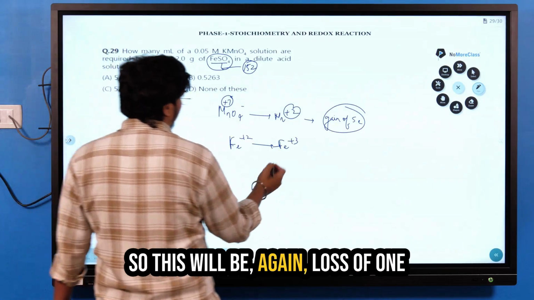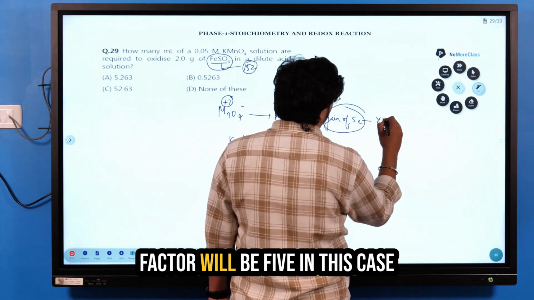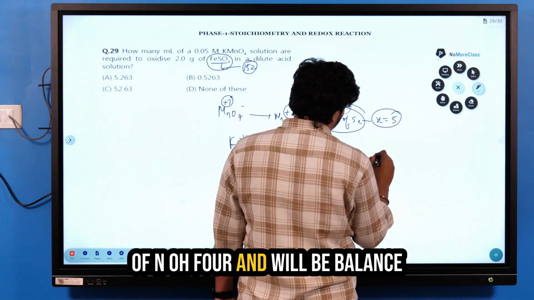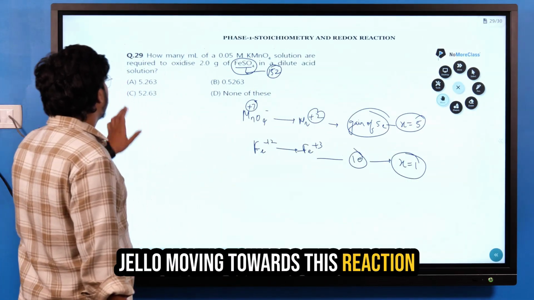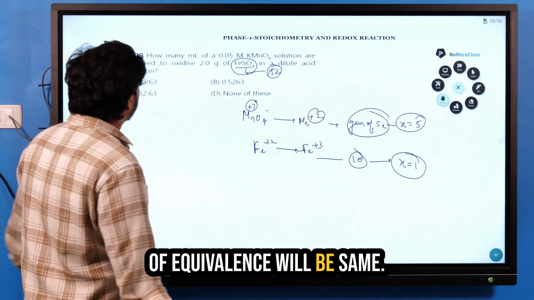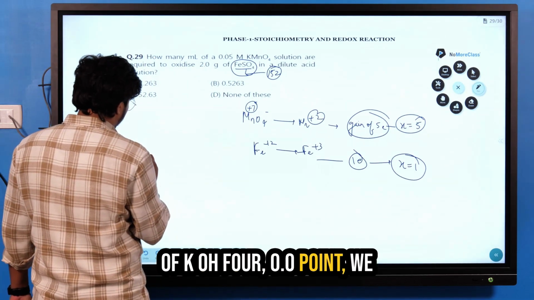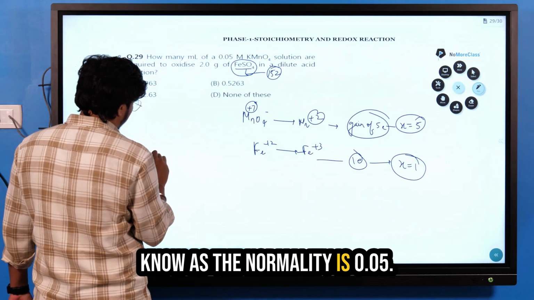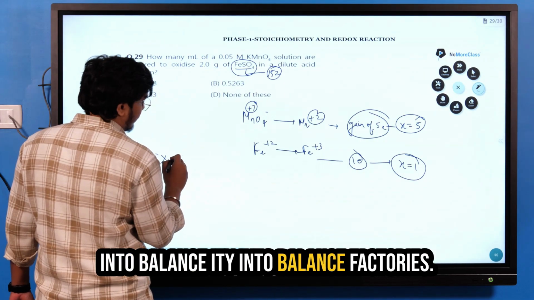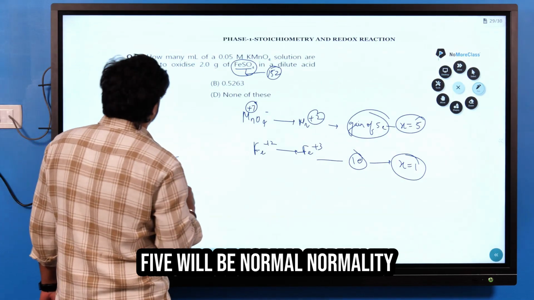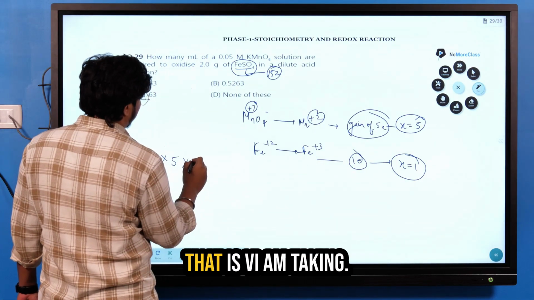So this will be a loss of 1 electron, because we know the valency factor will be 5 in the case of MnO4 minus and the valency factor will be 1 in the case of iron. Moving towards this reaction, in neutralization the number of equivalents will be the same. Calculating the number of equivalents of KMnO4, the normality is 0.05 into the valency factor 5, molarity into valency factor, and the number of equivalents will be normality into volume, V, I am taking.